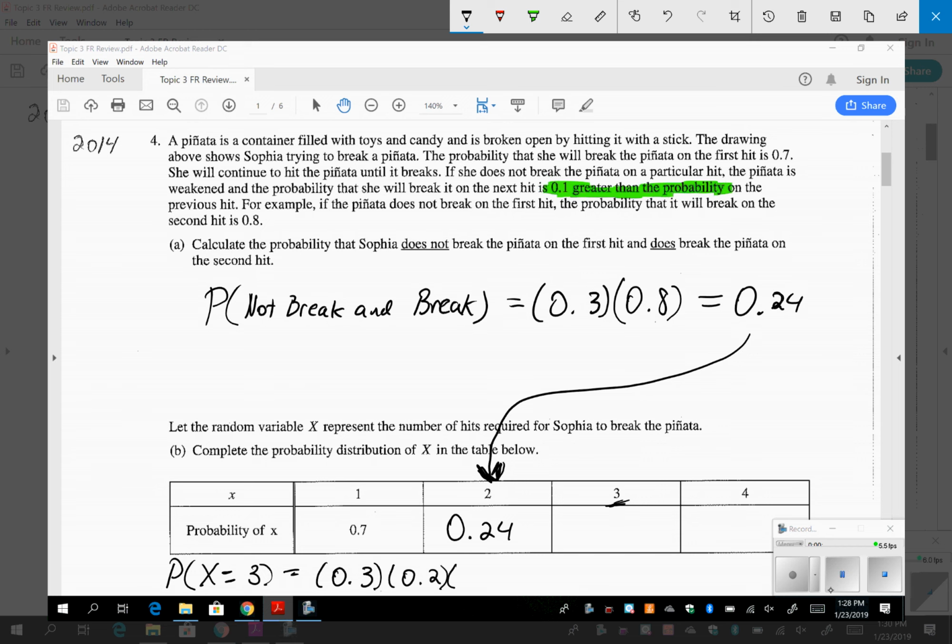And then it breaks on the third one. So this 0.8 has got to go up to 0.9. So what is 0.3 times 0.2 times 0.9? Whatever that is. 0.054.